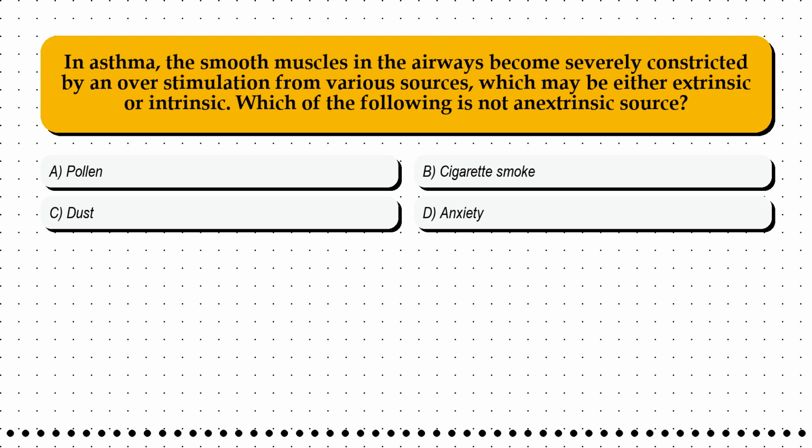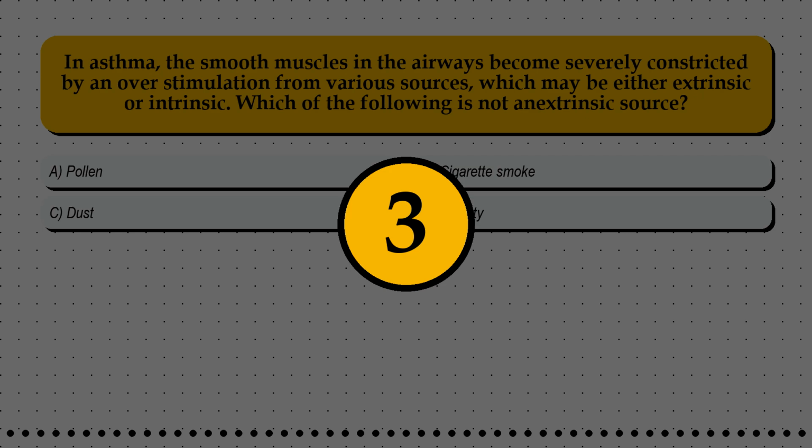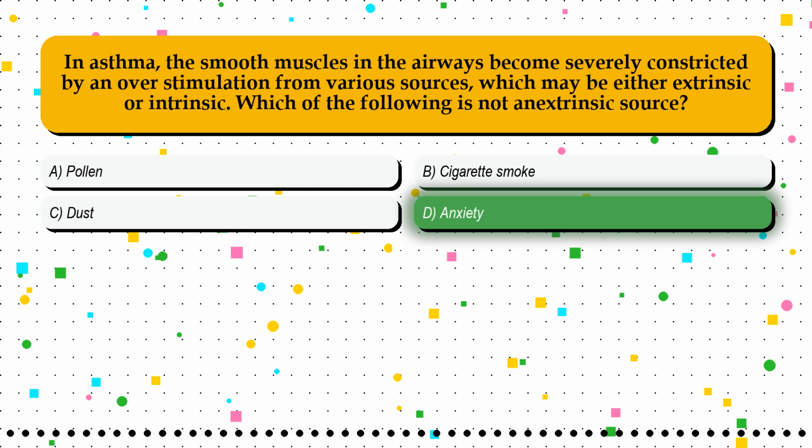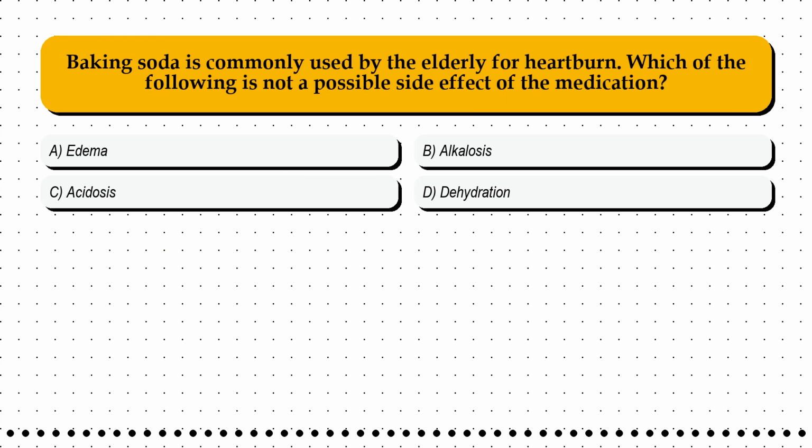which may be either extrinsic or intrinsic. Which of the following is not an extrinsic source? Option A. Pollen. Option B. Cigarette smoke. Option C. Dust. Option D. Anxiety. The correct answer is option D. Anxiety. Question 118. Baking soda is commonly used by the elderly for heartburn.